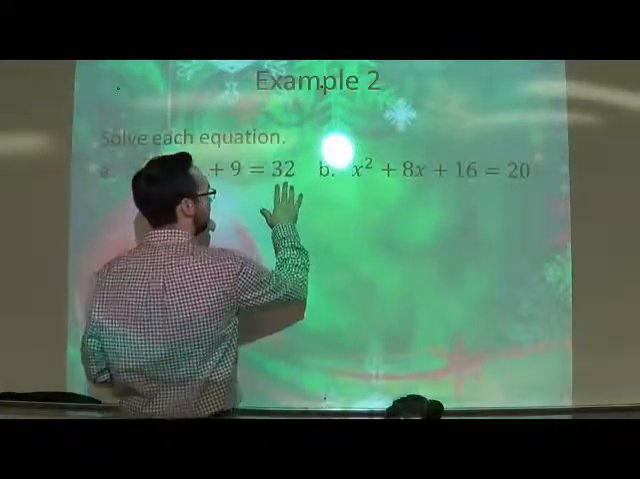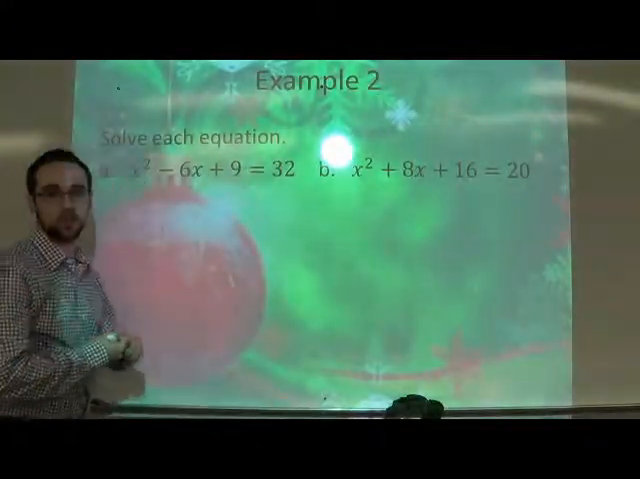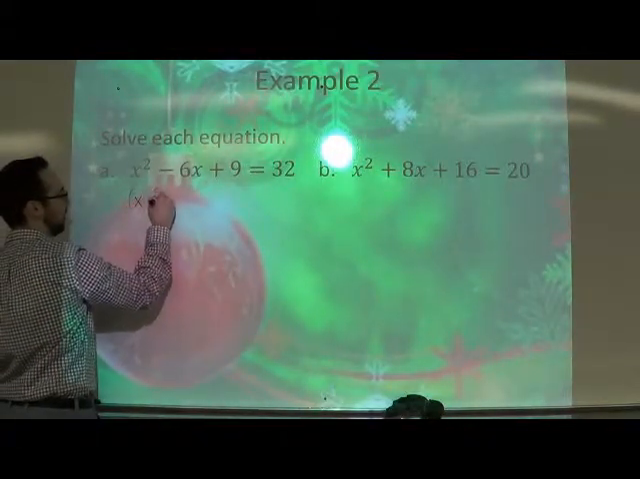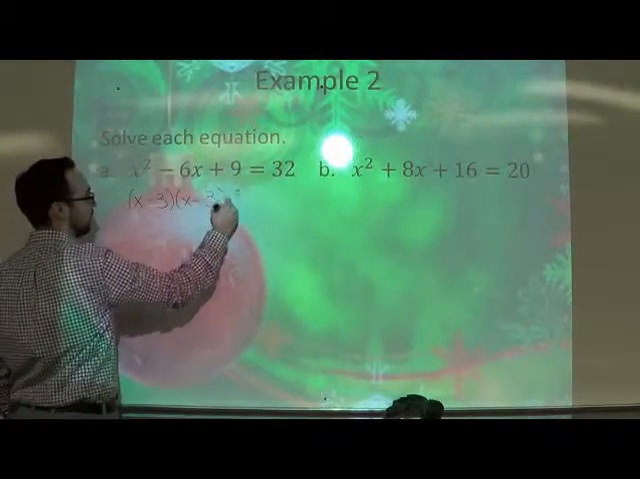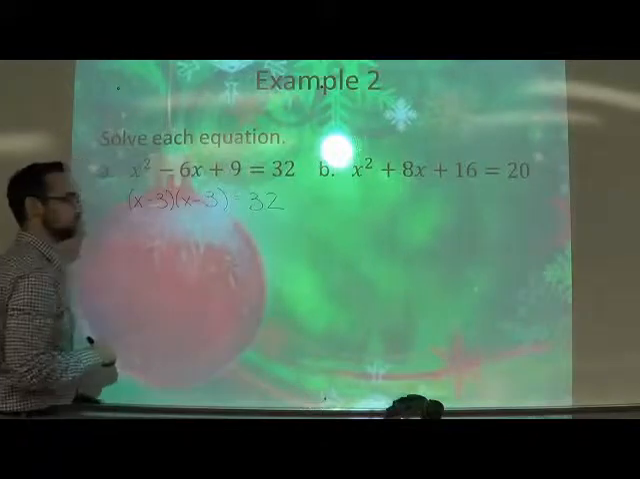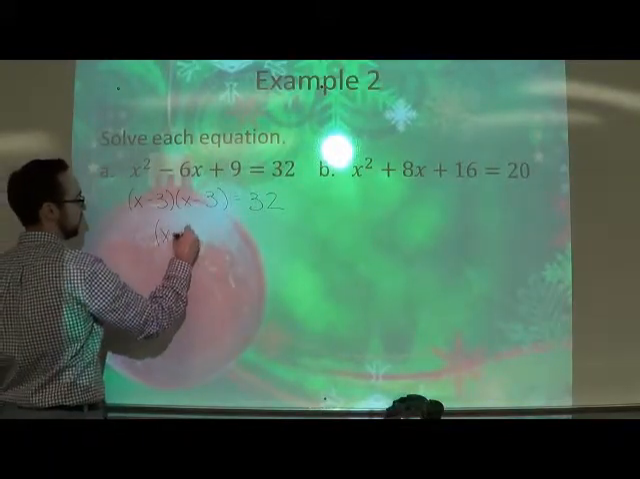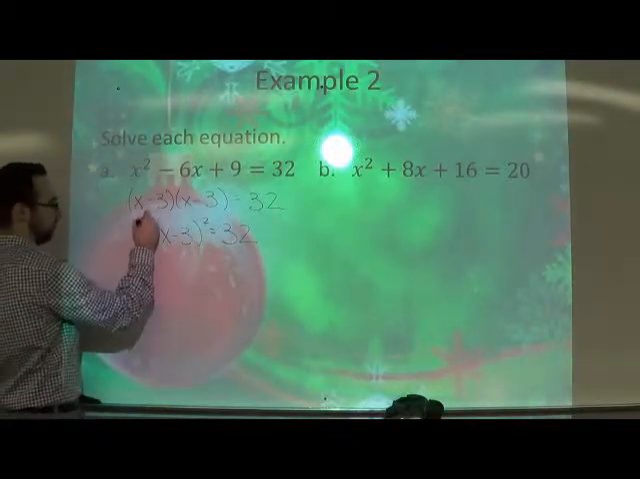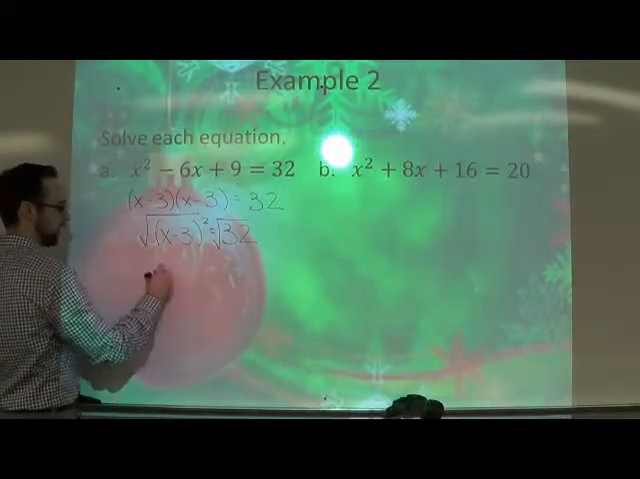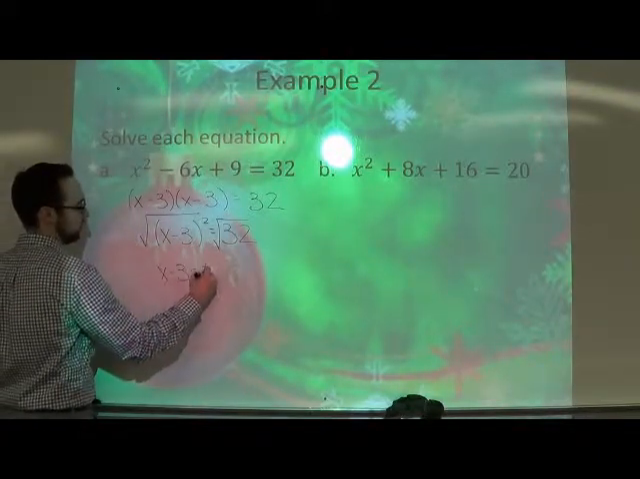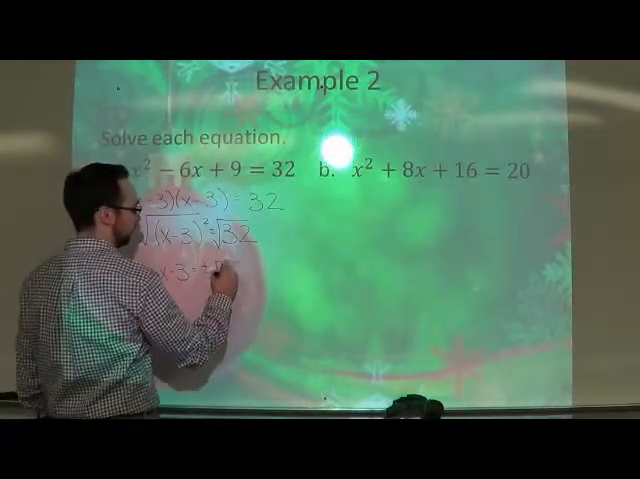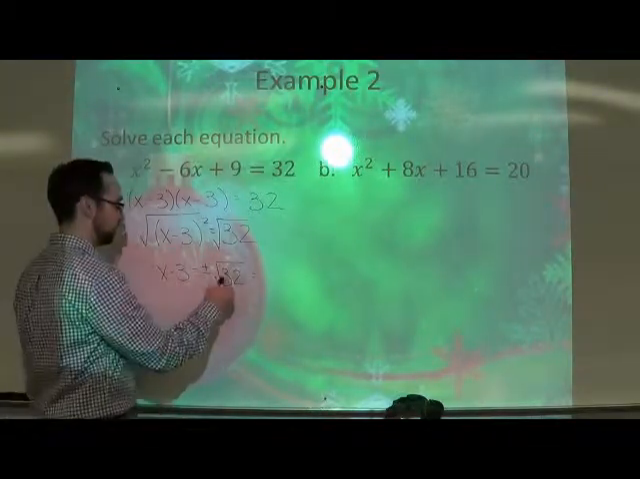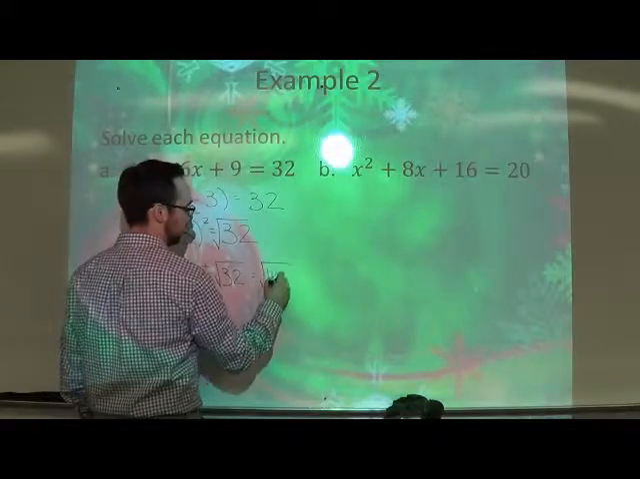The only difference here is that we have 32 and 20. Those are not perfect squares. That's okay. This one I can still factor. We can still say x minus 3 times x minus 3, and it's equal to 32. So I rewrite that as x minus 3, the quantity squared, is equal to 32. Still take the square root. But this time we have x minus 3 is equal to plus or minus the square root of 32. Well, that's not a perfect square, but I can rewrite it a little bit. I can factor that out so that it's 16 times 2.